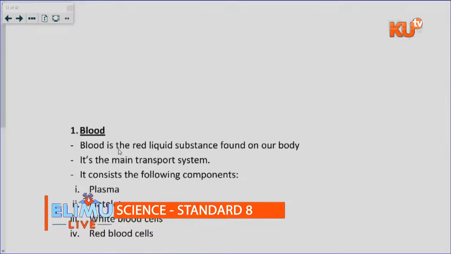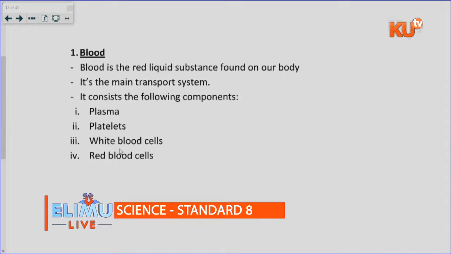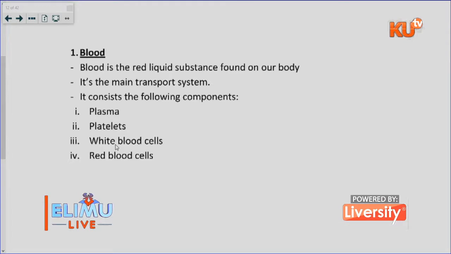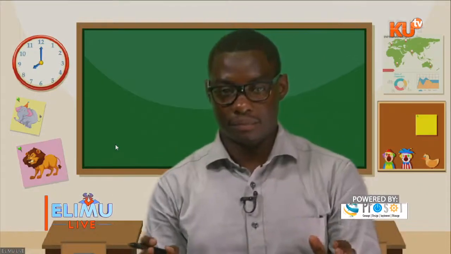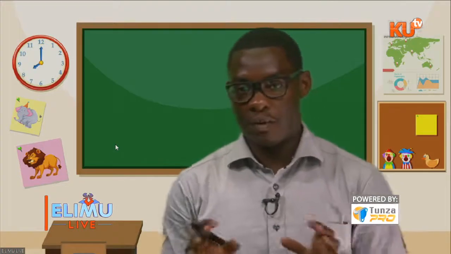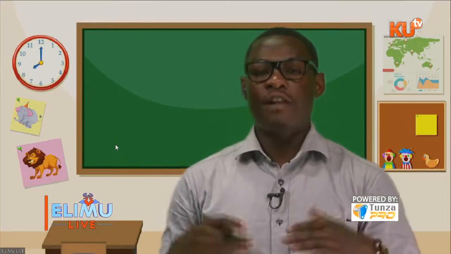Blood is the red liquid substance that is found in our body, and it consists of the following components: plasma, platelets, white blood cells, and red blood cells. Blood is also the main transport system. These blood components are found inside blood and they perform different functions.